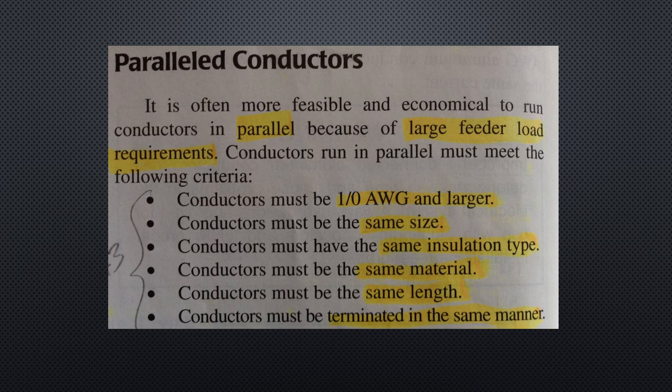Parallel conductors can be installed in separate conduits or in a single conduit. If the conductors are installed in the same conduit, the electrician should observe section 310.15(B)(3)(a) of the code regarding allowable ampacities of conductors.